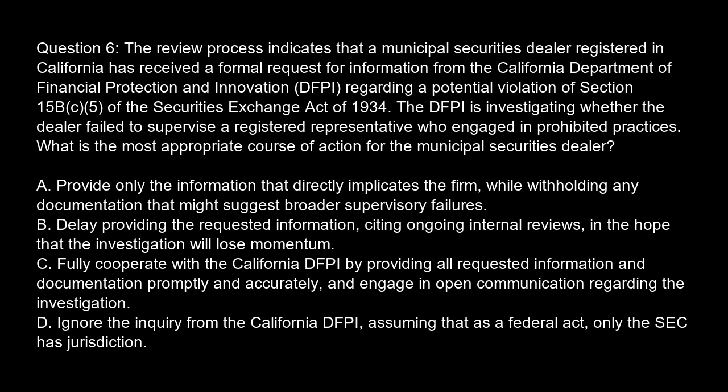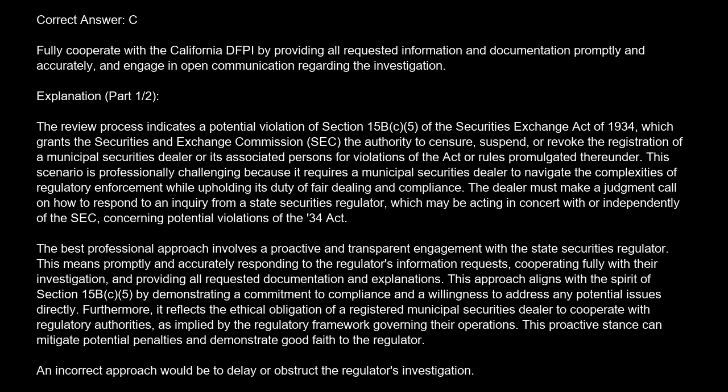Option A. Provide only the information that directly implicates the firm, while withholding any documentation that might suggest broader supervisory failures. Option B. Delay providing the requested information, citing ongoing internal reviews, in the hope that the investigation will lose momentum. Option C. Fully cooperate with the California DFPI by providing all requested information and documentation promptly and accurately, and engage in open communication regarding the investigation. Option D. Ignore the inquiry from the California DFPI, assuming that as a federal act, only the SEC has jurisdiction. The correct answer is C.